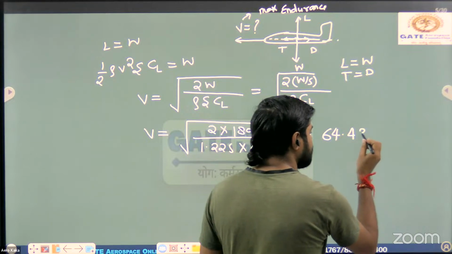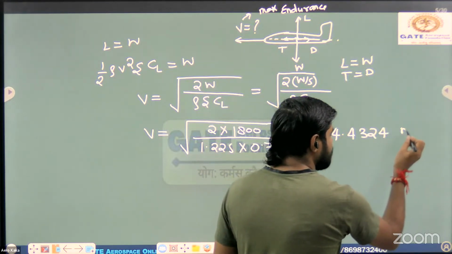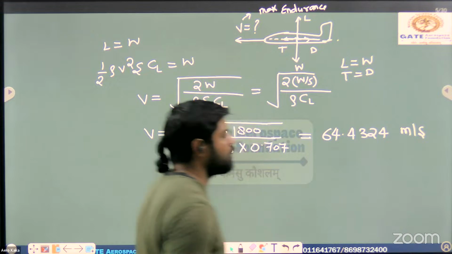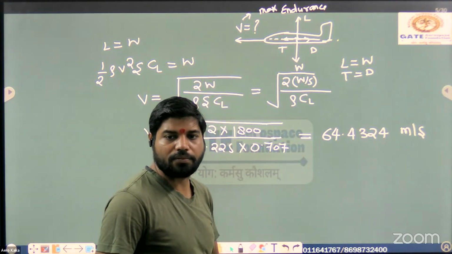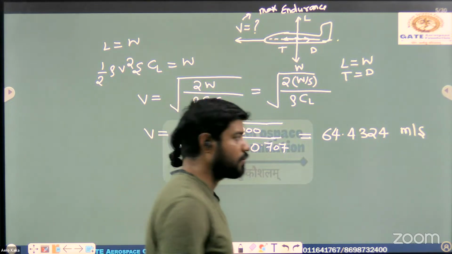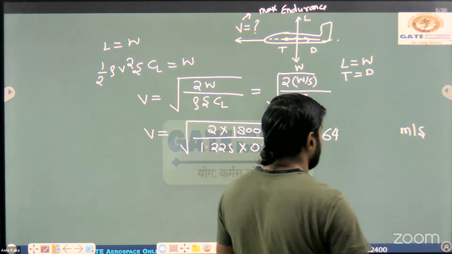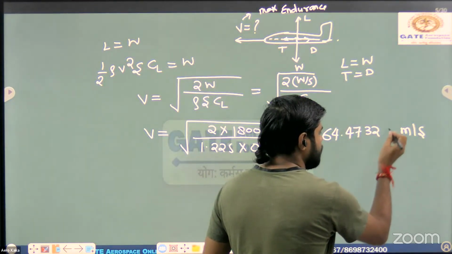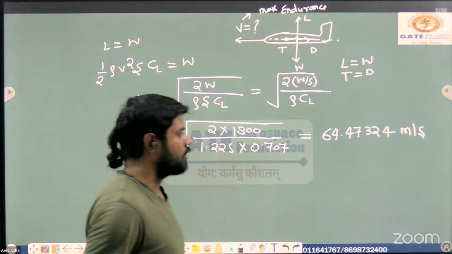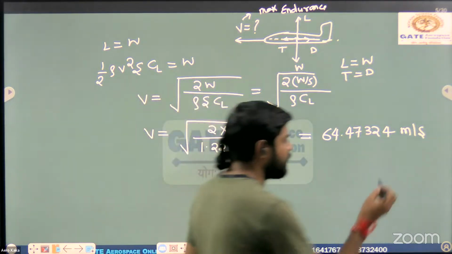64.47324. Please come again. Sir, 64.47324. 47, sir. This one? 324. Yes, sir. Please verify this value, sir. Please verify.